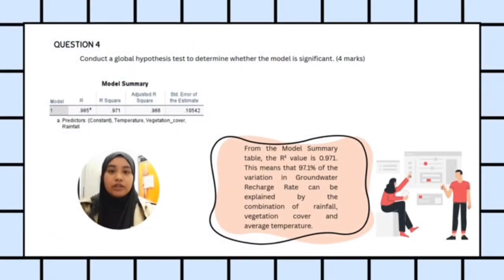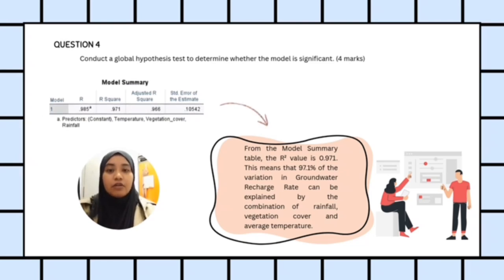Question 4. This question asks us to check if the model we use is significant or not. From the model summary table, we can see that the R2 value is 0.971. This means that about 97.1% of the change in groundwater recharge rate can be explained by the rainfall, vegetation cover, and also the temperature. That's a very high percentage, which tells us that the model fits the data very well.